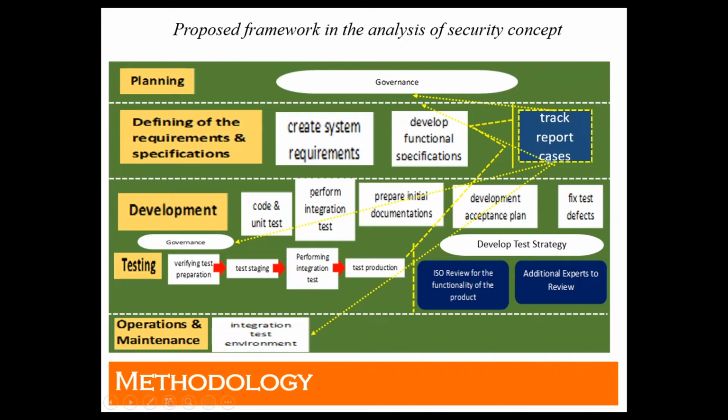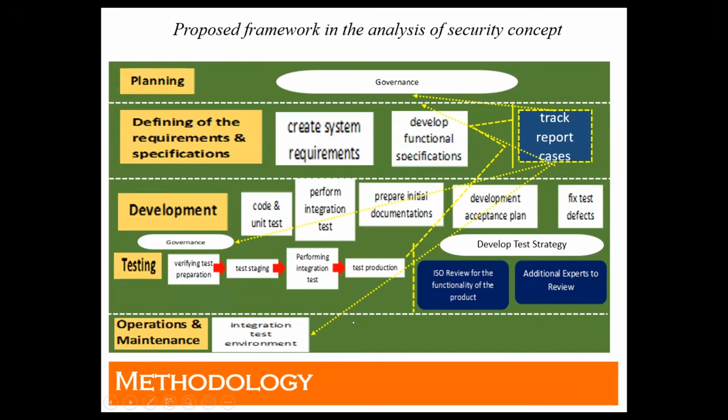The usual activities are shown in the white entities, just like the governance during the planning stage, defining of the requirements and specification. The students need to create system requirements and also develop functional specifications. For the development stage, they have to code the unit to test, perform integration test, prepare initial documentation, development acceptance plan, fix test defects. And for the testing stage, it includes verifying test preparation, test staging, performing integration test, and test production. And for the operation and maintenance, it includes the integration test and environment.